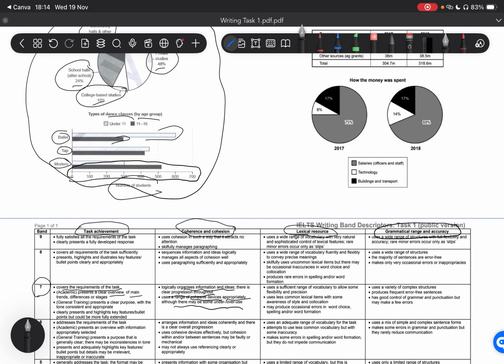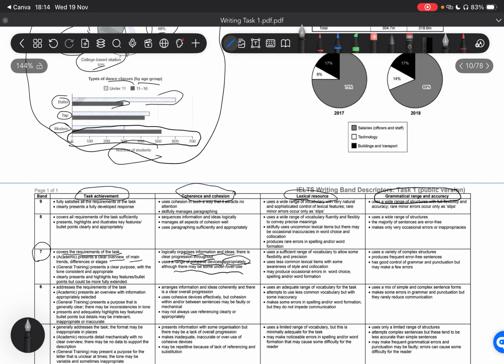That's why we need to use them, and of course, wisely, appropriately, in places where they are really needed. And lexical resource, we have vocabulary. So we need to use vocabulary which really describes our graphs, and we need to use it with some precision, meaning that it should fit the context exactly, and of course with flexibility.